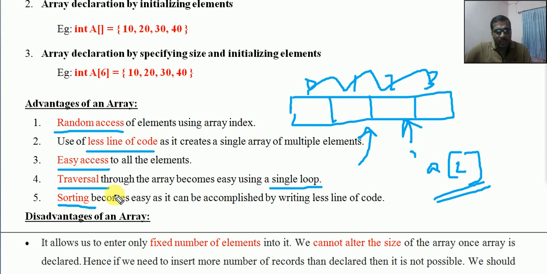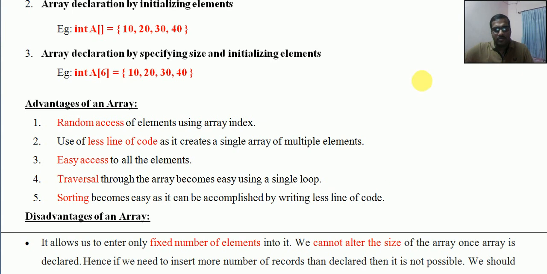The next point is similar to this one: the sorting will become easier because we have all the elements stored in continuous memory locations. So just by comparing these elements, with a few statements we can sort all these elements. So it also requires a very small set of code. We need to read an array, sort the array, then display the array. It requires only a few lines of code. So all these are the major advantages of using arrays.